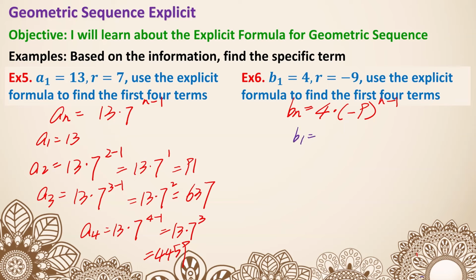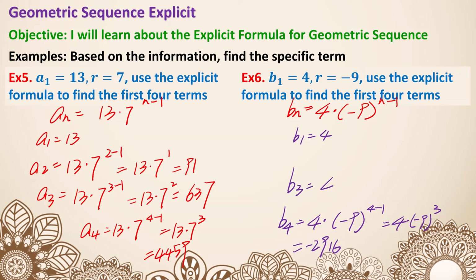B sub 1 is given. This time, let's actually go backwards. B sub 4 is 4 times negative 9 to the 4 minus 1 power. So it's 4 times negative 9 to the third power, and that is negative 2916. Next, B sub 3, that's 4 times negative 9 to the 3 minus 1 power, which is 4 times negative 9 to the second power, and that is 324.